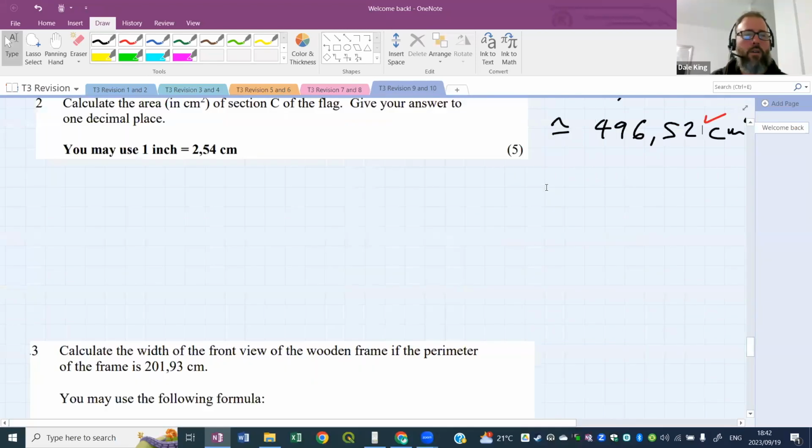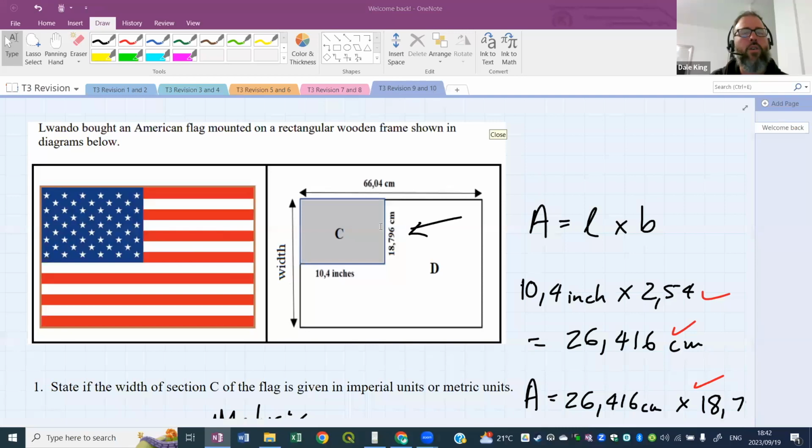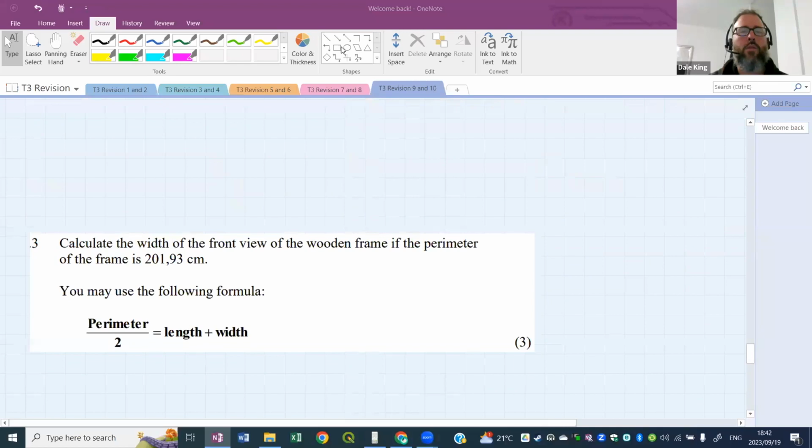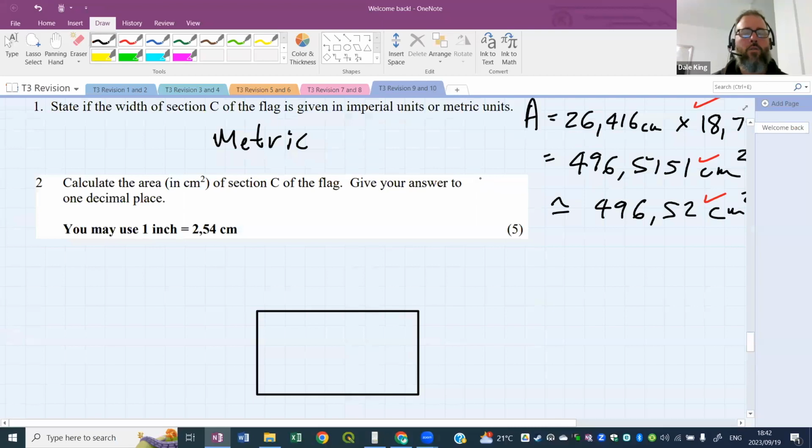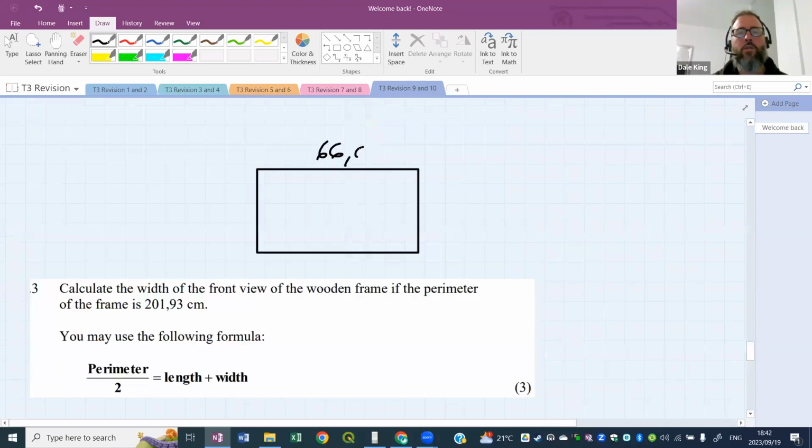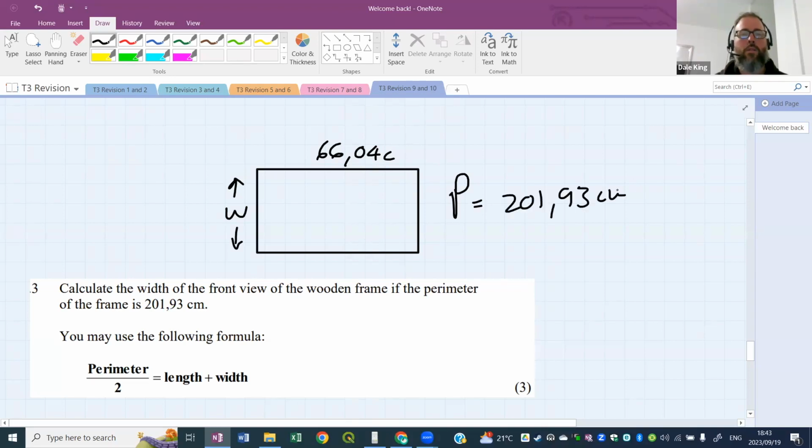Good. All right. So they say calculate the width of the front view of the wooden frame if the perimeter of the frame is 201.93. I'm going to quickly draw the frame here, just a diagram. If I go up to the top again, we've got 66.04 centimeters here. That's for the length. Then they're asking us, what is the width over here? If the perimeter is 201.93 centimeters, what is the width? They say use the following formula there.